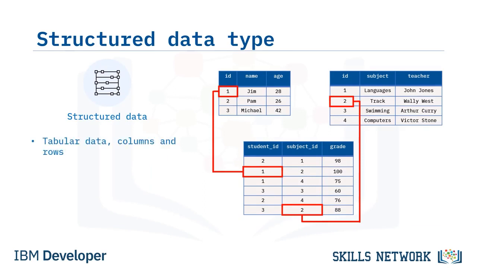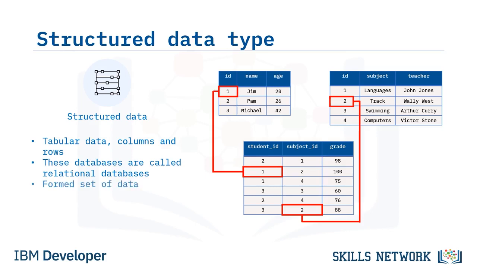Structured data is generally tabular data that is represented by columns and rows in a database. The databases in this form are called relational databases. The mathematical term relation is specific to a formed set of data held as a table. In structured data, all rows in a table have the same set of columns. One example of structured data is structured query language or SQL programming language.